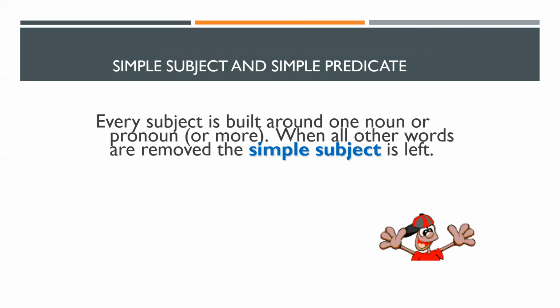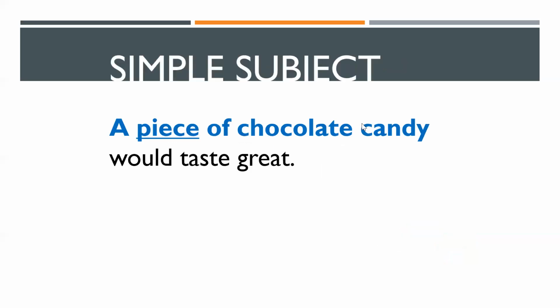The next one, we go to the next explanation. So it is about simple subject and simple predicate. Simple subject is actually the main noun that is being discussed in the sentence, right? So please have a look at this one. A piece of chocolate candy would taste great. So what is the subject of this sentence? In bahasa, we can say sepotong permen coklat rasanya enak.